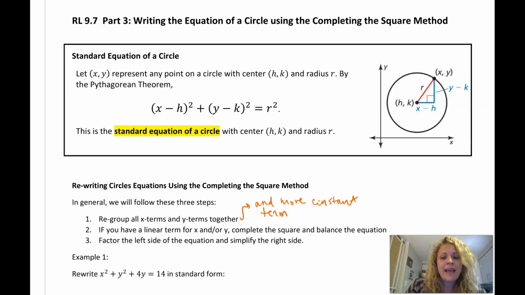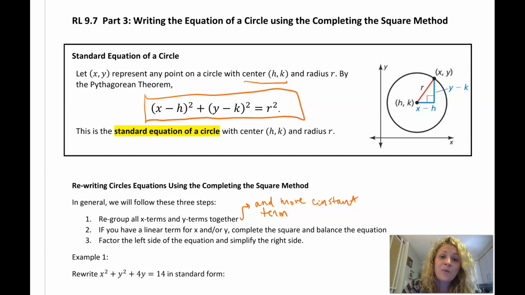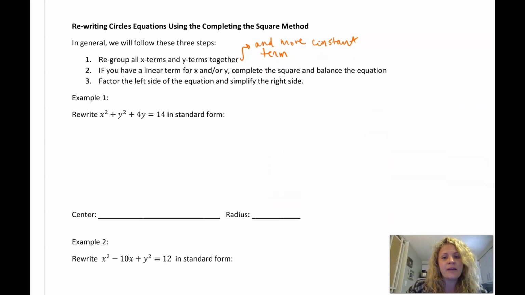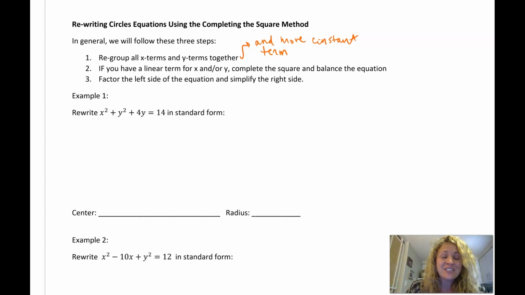We said that if h comma k represents the center, then we could write the equation in the form of x minus h, that quantity squared, plus y minus k, that quantity squared, and that's equal to the radius squared. All right, so our goal is going to be transforming what we're given into that structure. So there's three general steps that we're going to follow.